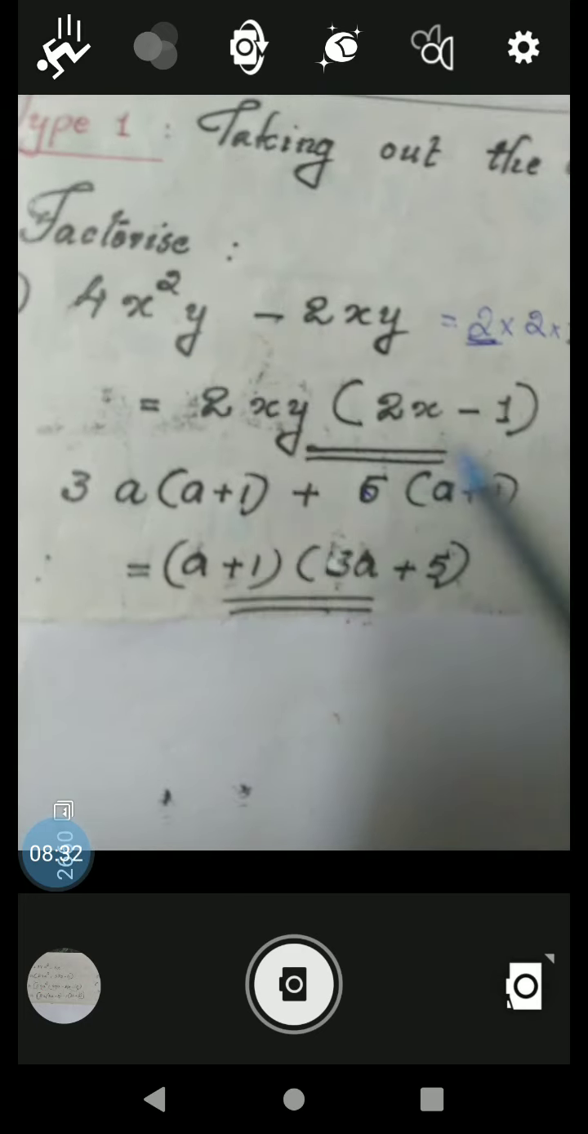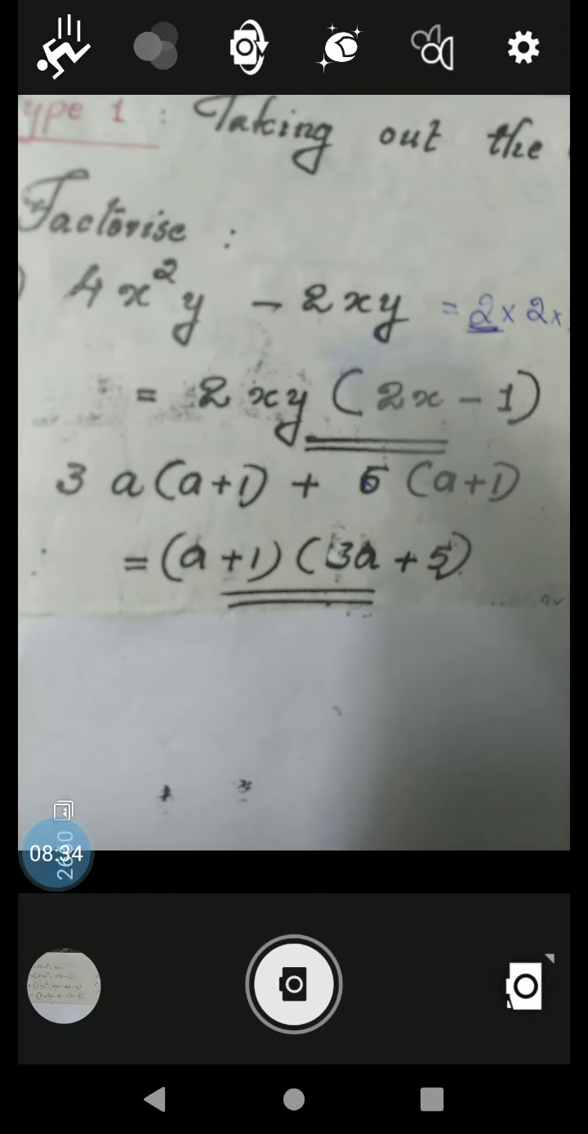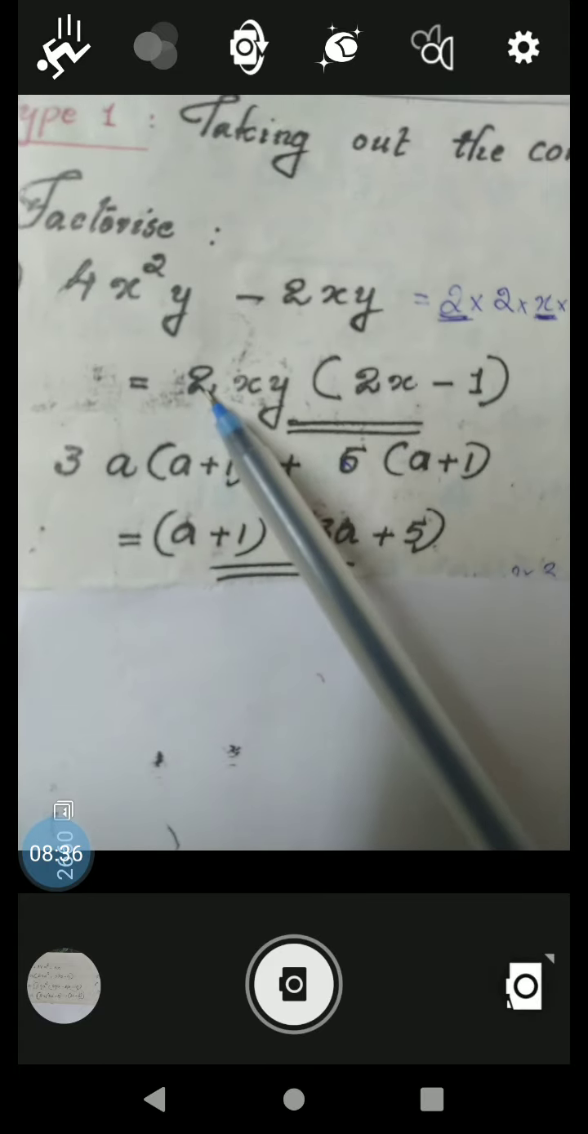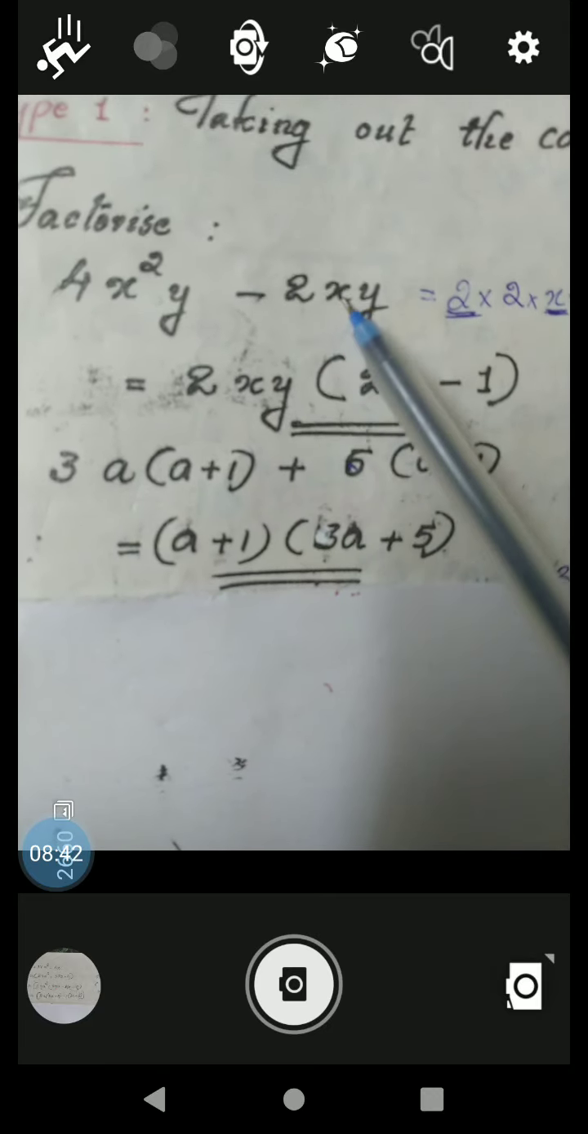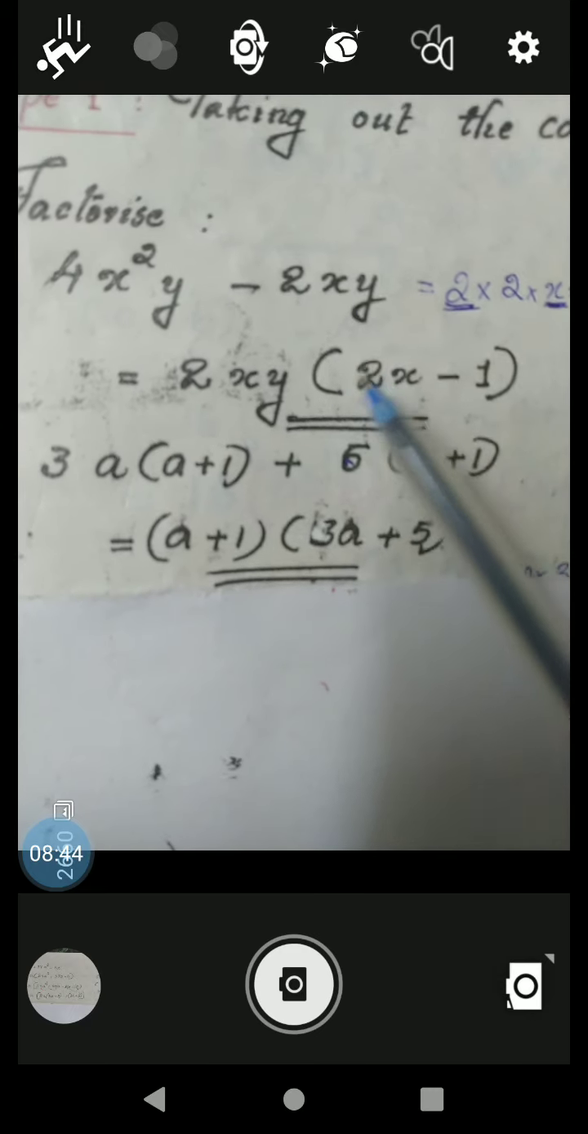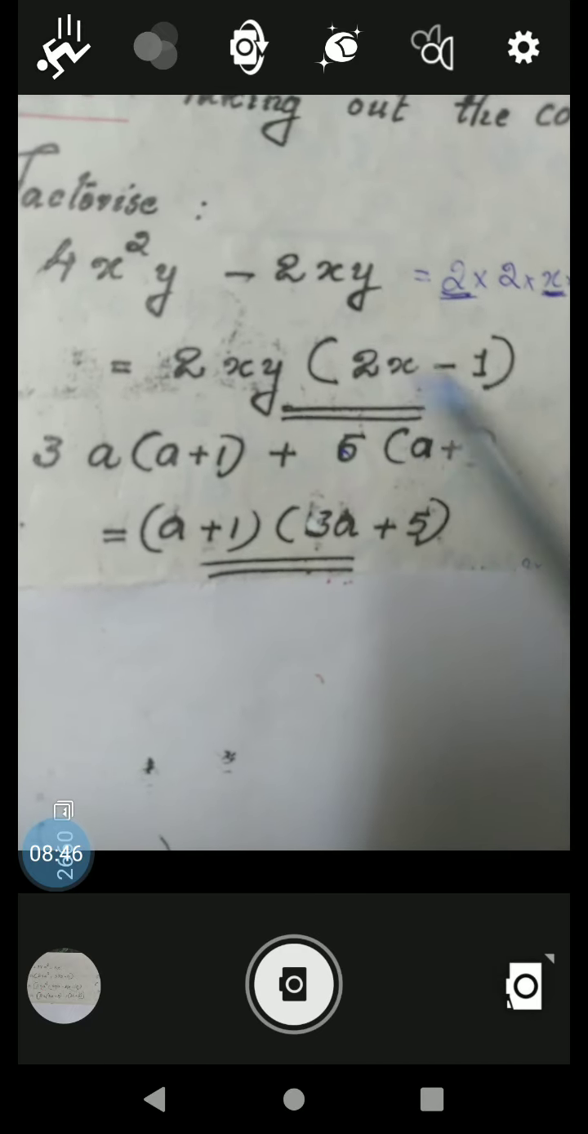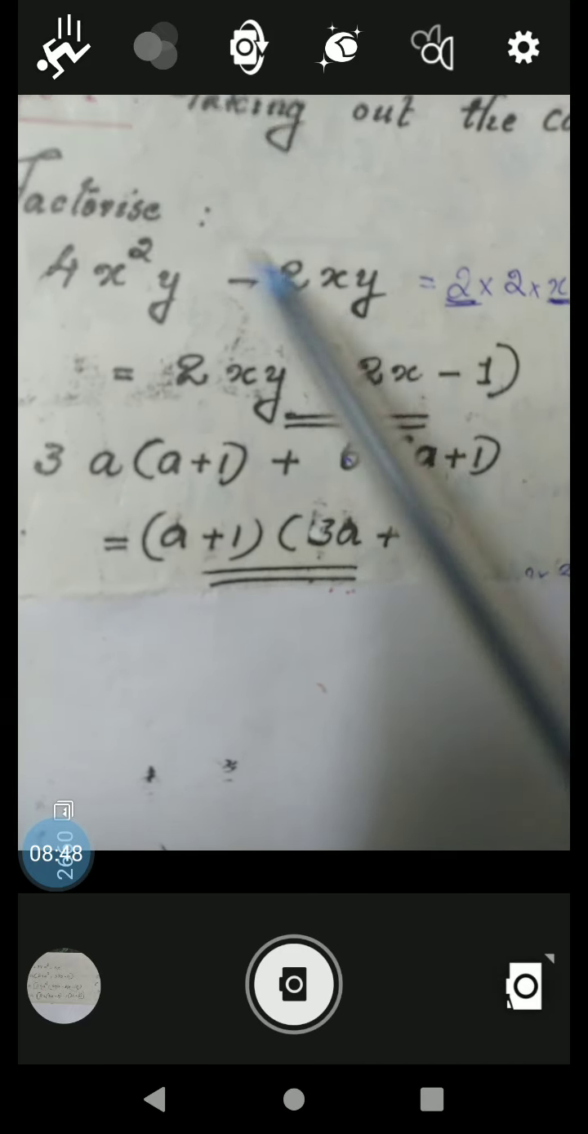In the first example, how many factors can you see? Look, 2 is a factor of this expression. x is a factor of this expression. y is a factor of this expression. And one more factor you can see, 2x minus 1 is a factor of this expression.